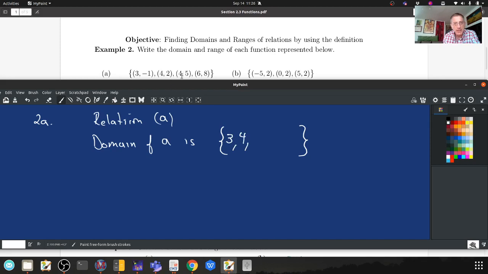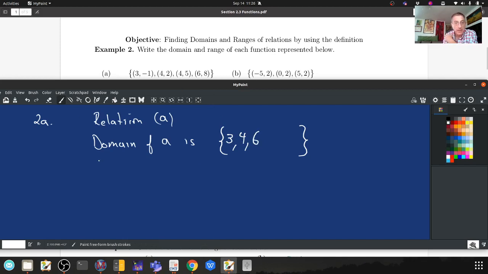Oh, do I need to write 4 again? No, I don't. Because a set is defined by its elements. If I were to add 4 in here, it's not that that would be improper, it's just not common. It would not change the set. It doesn't change anything because 4 is already in there. So we don't add 4 again if we've already got it in there, and we'll get a 6. So that's the domain of A.